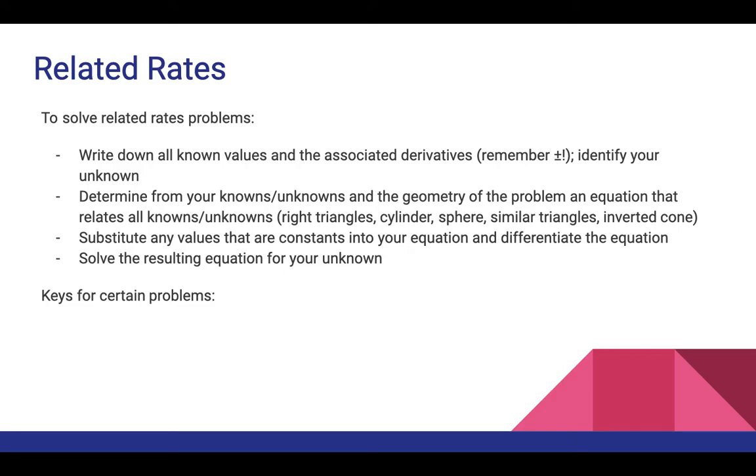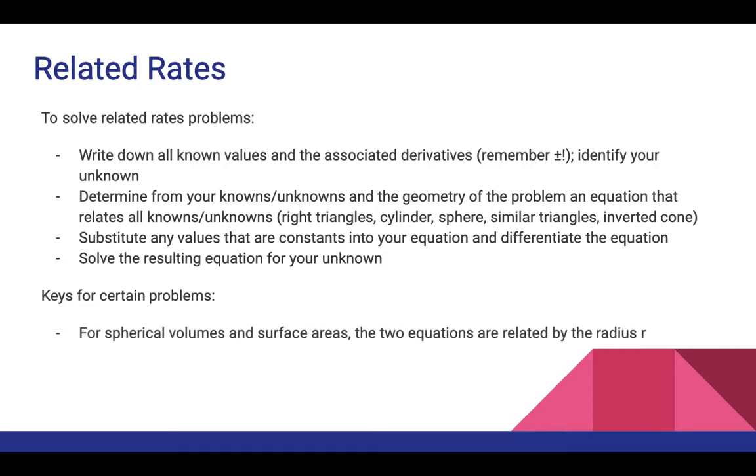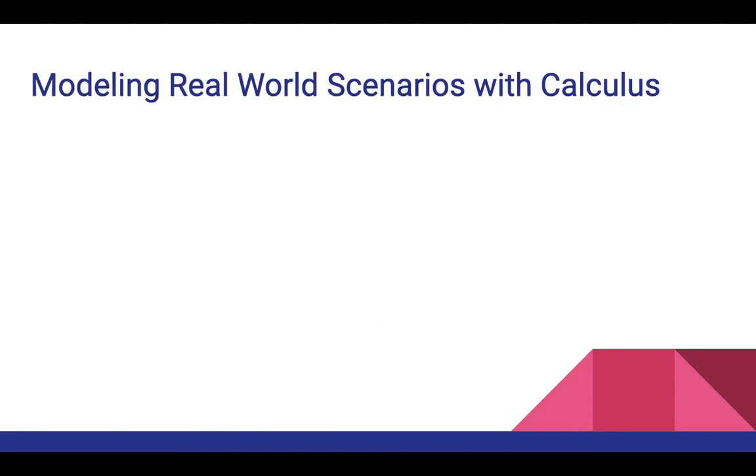Remember that they do like to throw related rates problems in with differential equations problems. So in this case, you proceed as usual, but then your solution for your unknown derivative is going to be a function of the original variable, and then at that point you solve the resulting differential equation if asked to do so. Keys for certain problems: for spherical volumes and surface areas, the two equations are related by the radius r. And for inverted cones, remember to use similar triangles to relate r and h.